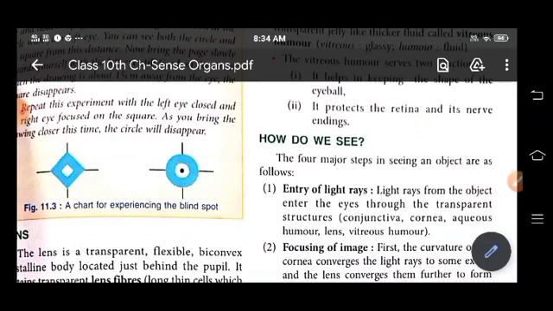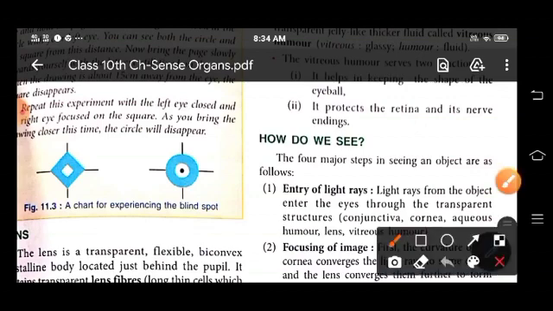We were doing the eye and we have done the structure of the eye. So, today we'll do how we see through our eyes. And the major steps which are involved in seeing an object are as follows. Number one, entry of light rays.